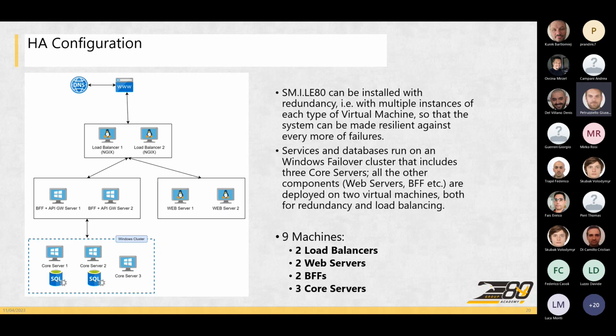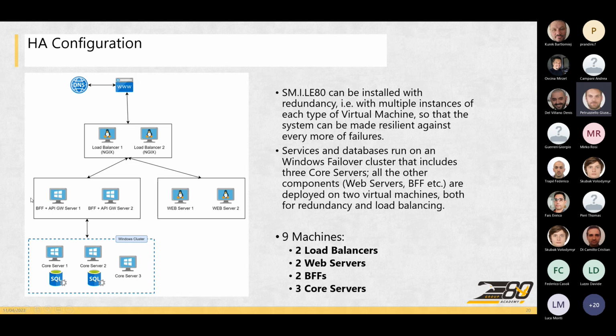To achieve this purpose, the specific services and the database run on a Windows failover cluster, and other components like web server and BFF are deployed on two virtual machines, both for redundancy and load balancing. So for the core service, we actually have three core service machines linked together with a Windows cluster. This is for the high availability feature.